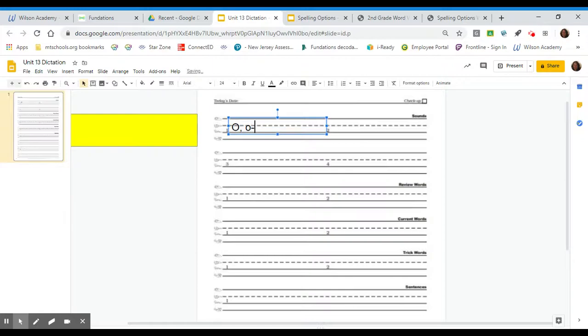O consonant E says O. O-A says O. O-E says O. And O-W says O. Make sure that you have all 5 combinations written down.